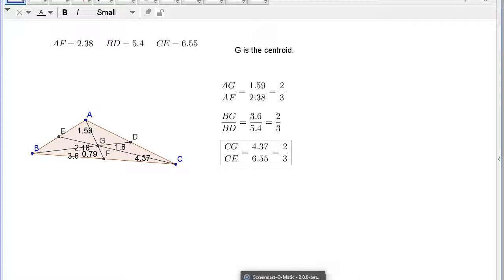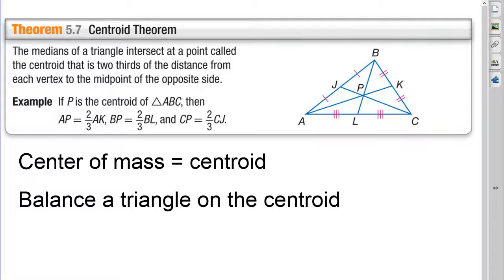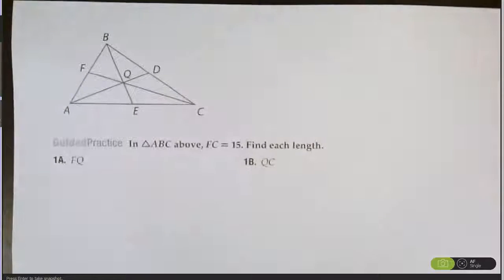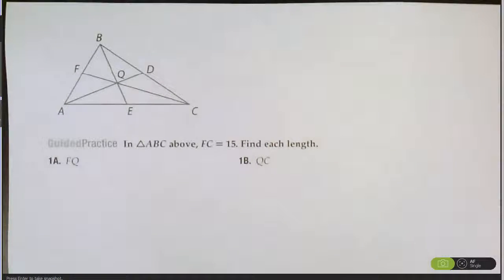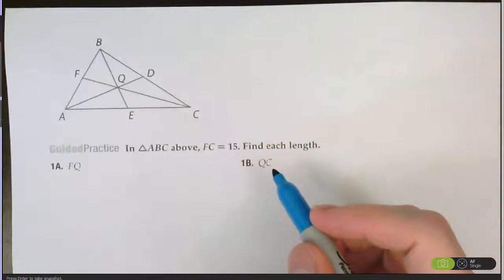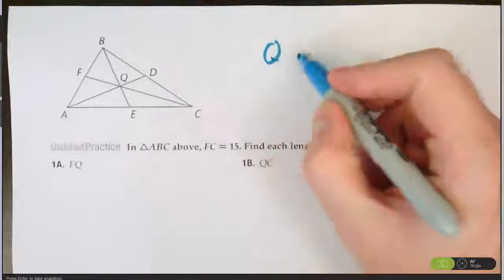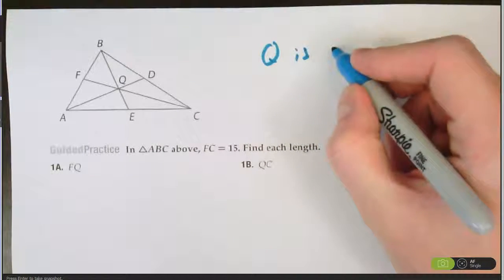So here we go. Let's look at some examples. In triangle ABC above, FC is 15. Find each length. Now this is the hardest part of the section, using these theorems. So hopefully we can get this and it makes good sense. So here's what I know. They didn't tell us this, but Q is the centroid.